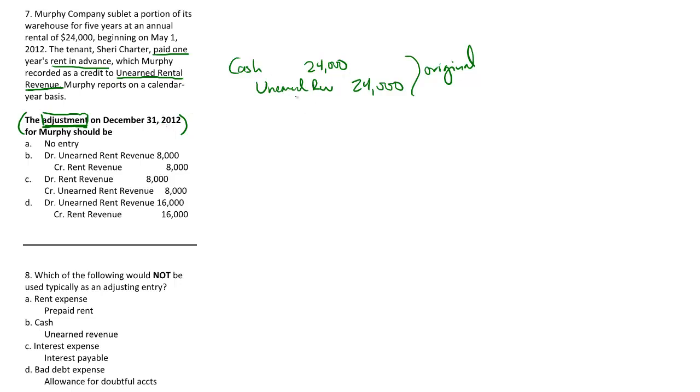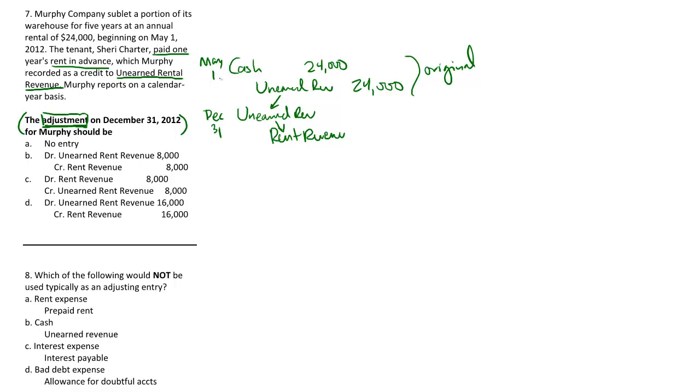The adjustment is going to record the revenue that we have earned since the beginning of the payment. This is going to record the revenue that we've earned since the payment. So on December 31st, this one was back on May 1st. On December 31st, we're going to record rent revenue with a credit, and we're going to debit unearned revenue to reduce that account. So we're shifting it from unearned revenue into our rent revenue account.